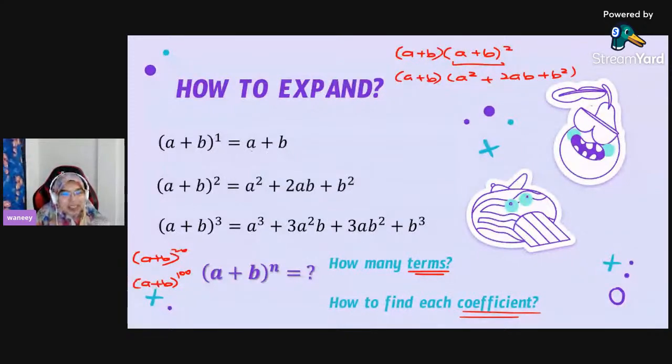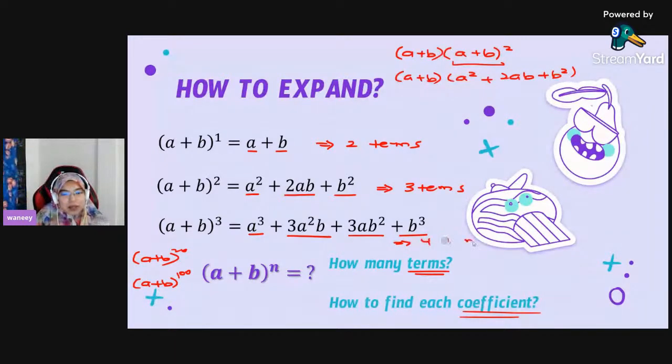For example, a plus b to the power of 1, how many terms is this? This is 2 terms. A plus b squared, how many terms? 1, 2, 3. So this is 3 terms. A plus b to the power of 3 is 1, 2, 3, 4. So that is 4 terms.